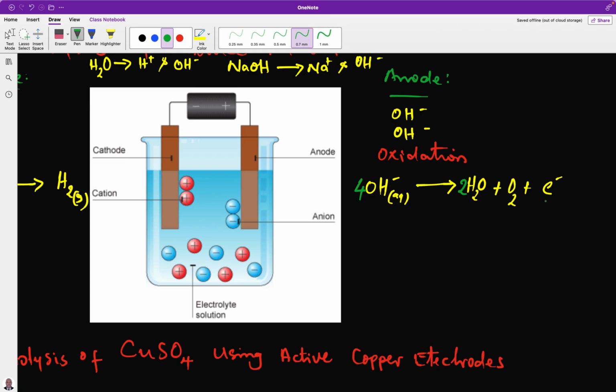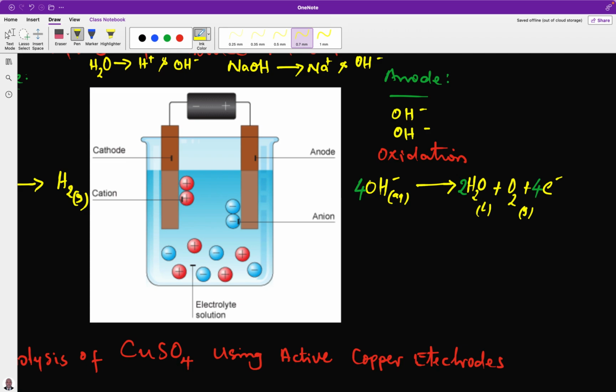What must we do to do this? We must balance them by putting a 4 here. We must balance it by putting a 4 there. So that balances the whole thing. A gas, this liquid, and this is gas.